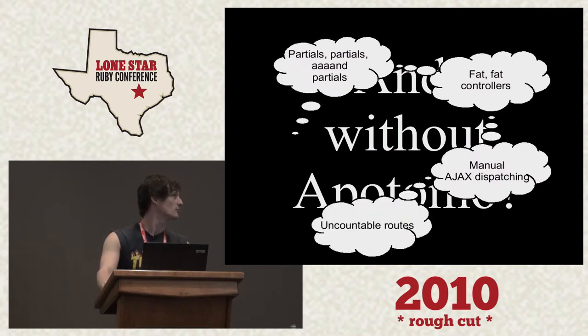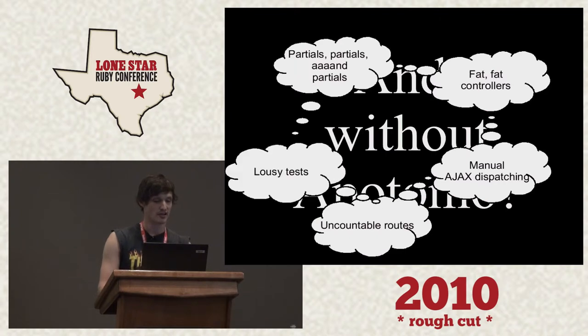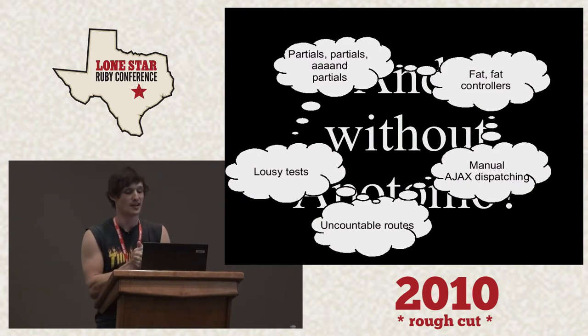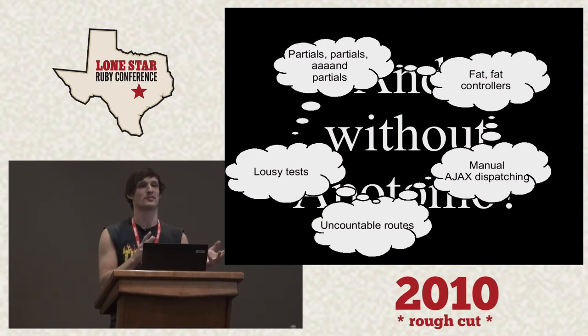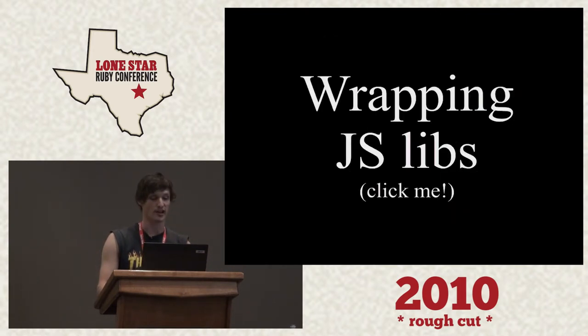You would have uncountable routes. That's what Kevin pointed to, because you're triggering a lot of Ajax actions and you would have to set up that route yourself. And again, in Rails it's not possible to test stuff like that. I mean, how can you test partials, JavaScript, Ajax submitting and stuff like that? It's not possible. In Apotomo, it's no problem, because you have these well encapsulated components that you can test and that you can rely on.